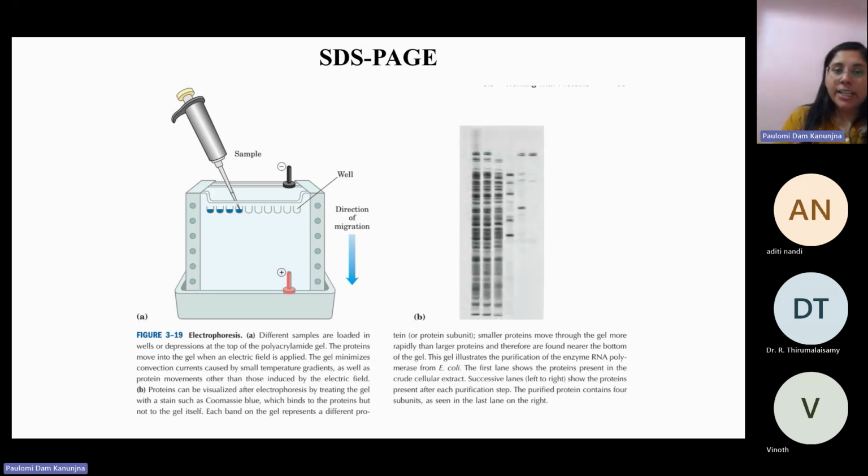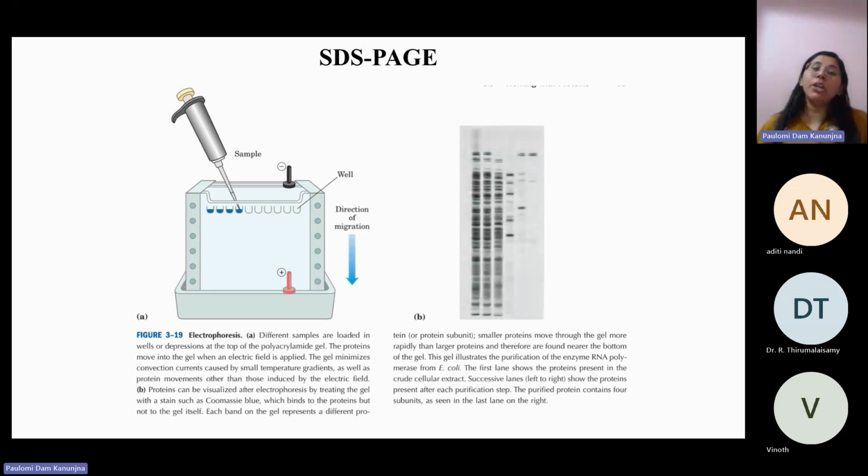Basically, if you look into the full form here, SDS is sodium dodecyl sulfate, which is a detergent. PAGE is polyacrylamide gel electrophoresis. So this is gel electrophoresis. Basically, you are applying an electrical field across a gel so that your molecules move through the gel with respect to their molecular weight. The molecular weight will determine how fast the molecule travels in the gel. If the molecule is small, it will travel faster. If the molecule is bigger, it will travel slower.